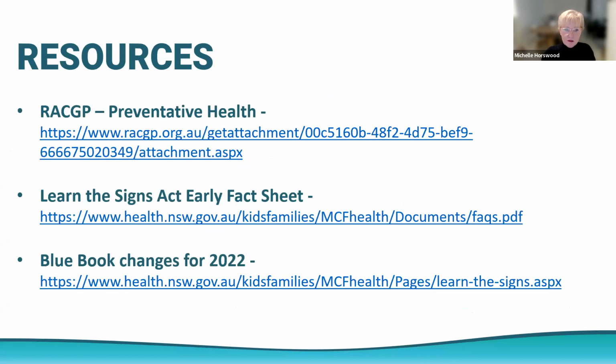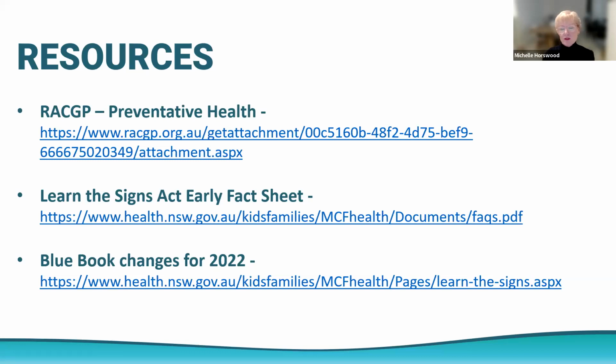If you haven't looked at the RACGP Guide to Preventative Health, I think it's quite useful. Learn the signs, act early. This is the screening tool that we're currently using for the Blue Book check, and I was privileged to be on the panel for deciding that particular surveillance tool, and it will be in the next Blue Book.